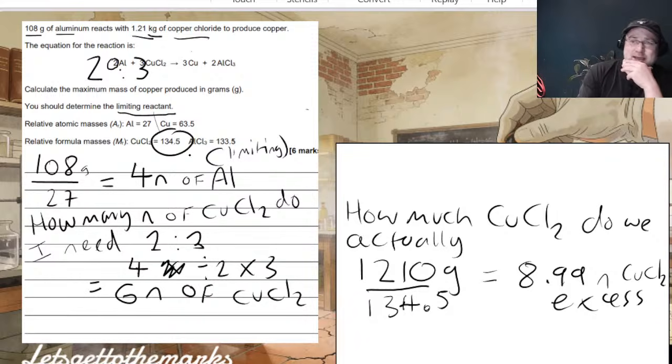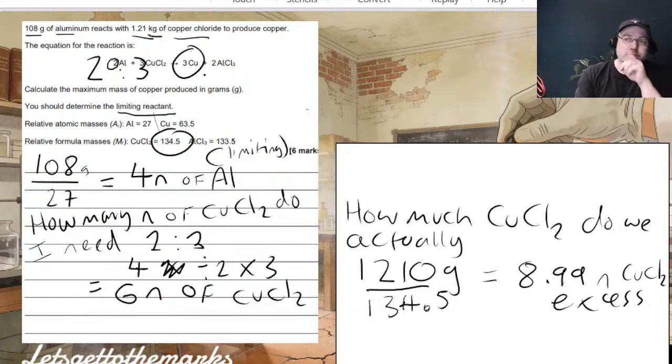Now it did say, calculate the maximum mass of copper produced. Here is the next bit that is a big if you want to get all 6 marks. What is wrong with this pen? It's dying, and so am I. Here we go.